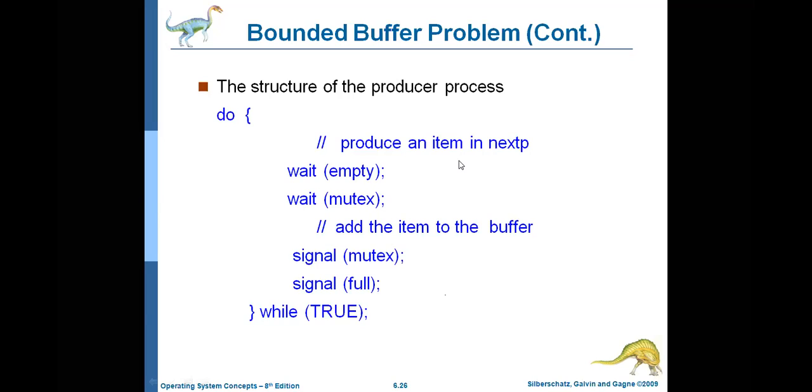If any other process tries to enter and add an item to the buffer at the same time, we should not allow it. That is the reason for wait of mutex. If any other process comes and tries to perform the wait operation on mutex, it cannot, because the mutex value is 0. So after adding the item into the buffer, what do you need to do? Signal of mutex. Earlier mutex was 1 minus 1, 0. Now signal of mutex means 0 plus plus, that means now 1.